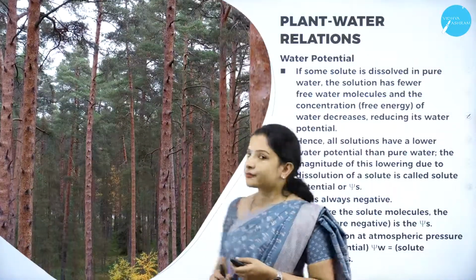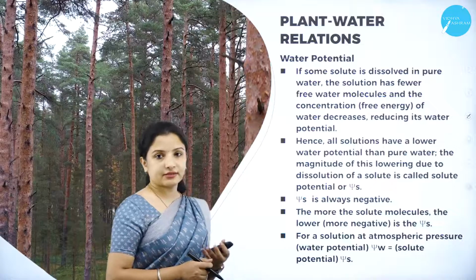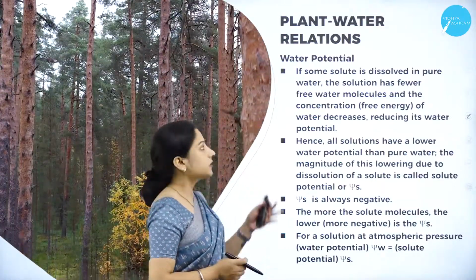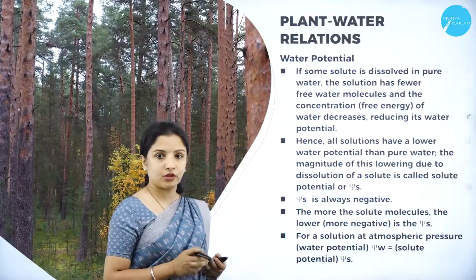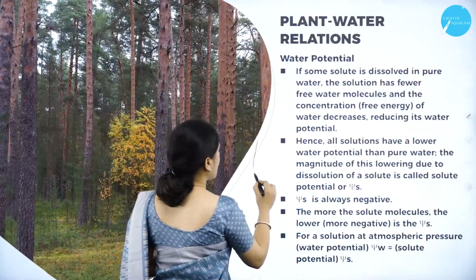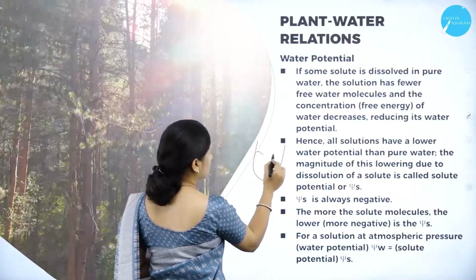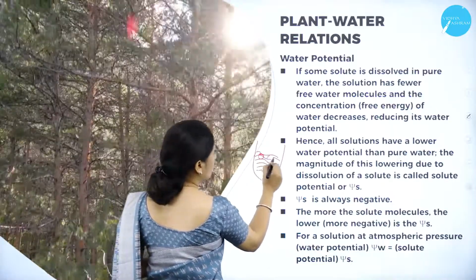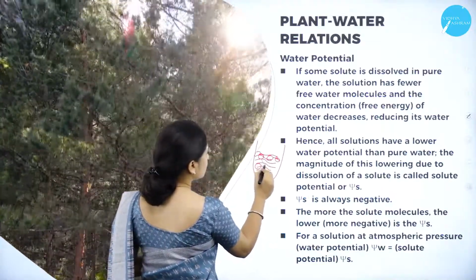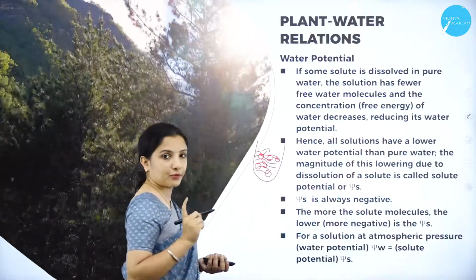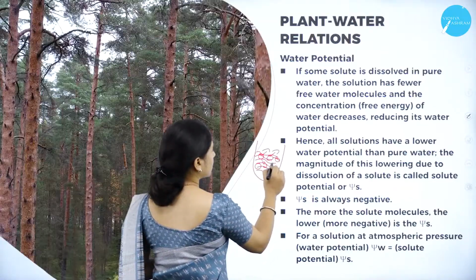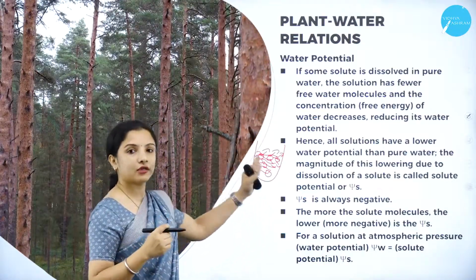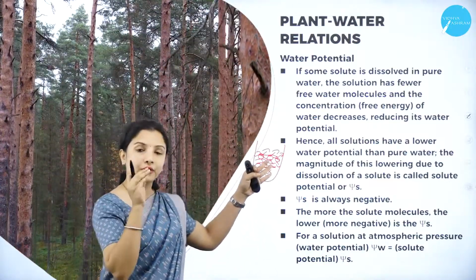So next, as I told you earlier, if some solute is dissolved in pure water, the solution has fewer water molecules, right? Say for example, I have a beaker wherein I have taken water. So in this pure water, what is there? It is only the water molecules, which are moving in different directions. That is the water potential, right? The ability of the water molecules to move in different directions. Here only water molecules are there because it is pure water.